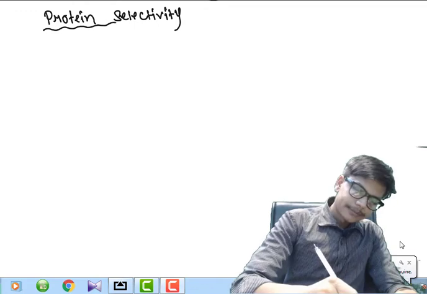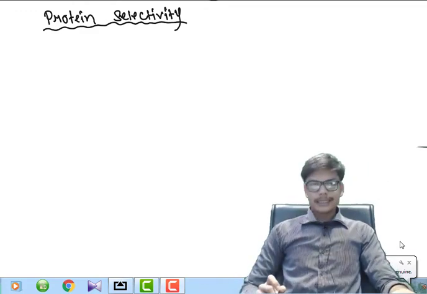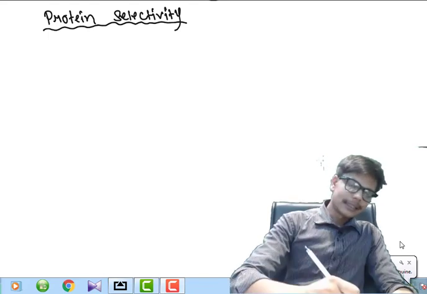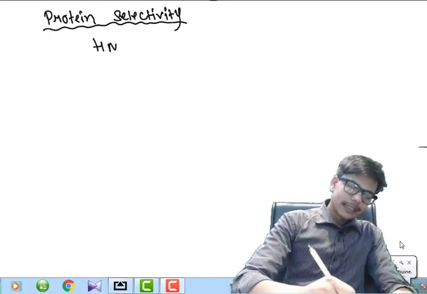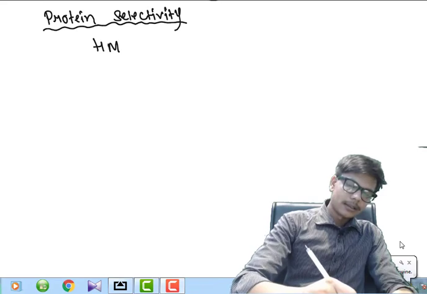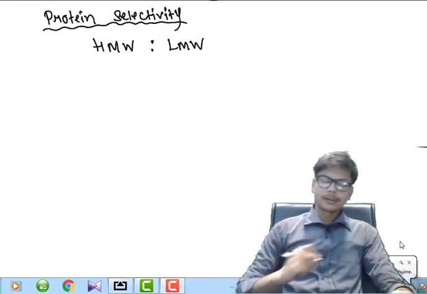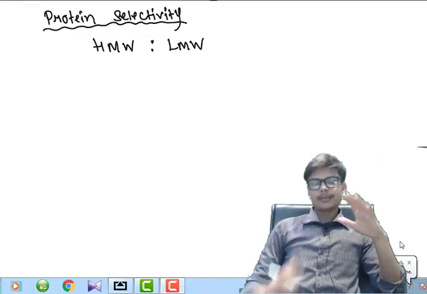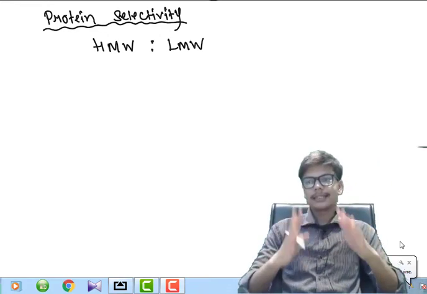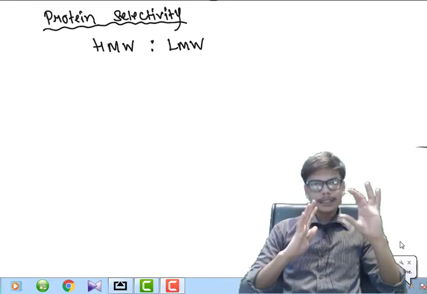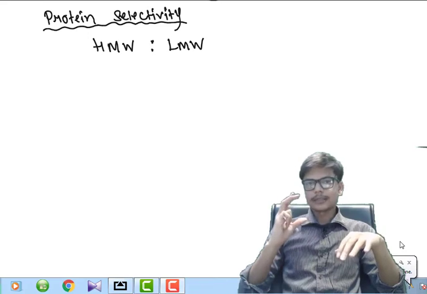Protein selectivity. What is protein selectivity? Protein selectivity is basically the ratio of clearance of high molecular weight protein to clearance of low molecular weight protein. So it's the ratio of clearance, meaning what type of protein is being excreted in the urine. Is it the high molecular protein or is it the low molecular protein?